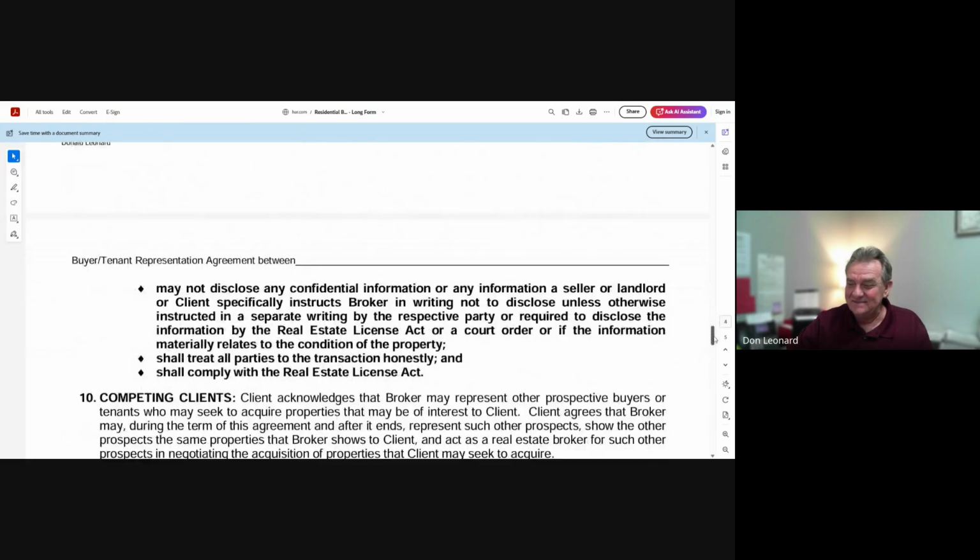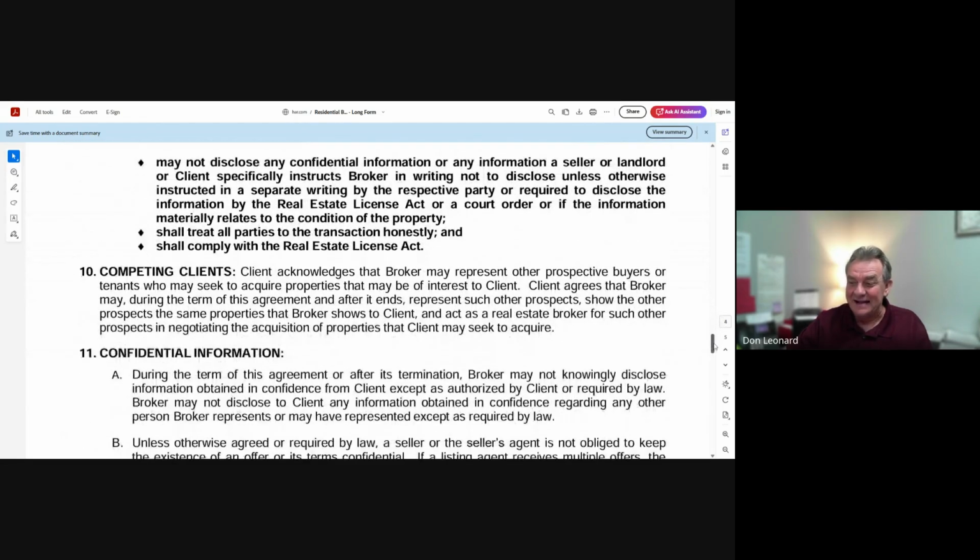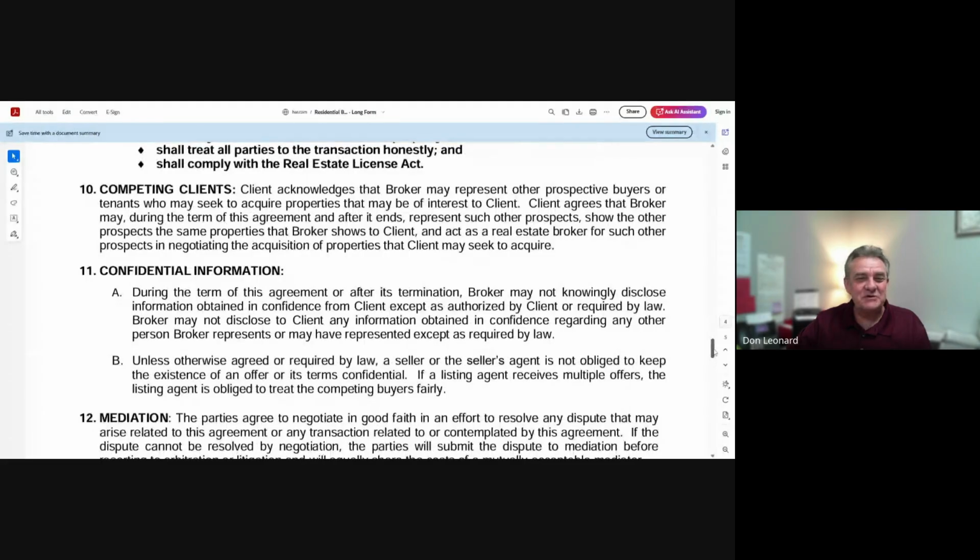Next section, section 10, competing clients. Competing clients just has to do with no exclusivity in terms of the properties that we are showing the buyer. It tells them that just because we're showing you the property doesn't mean that we're taking it off the market for any other buyer we might have that's looking for the same thing.